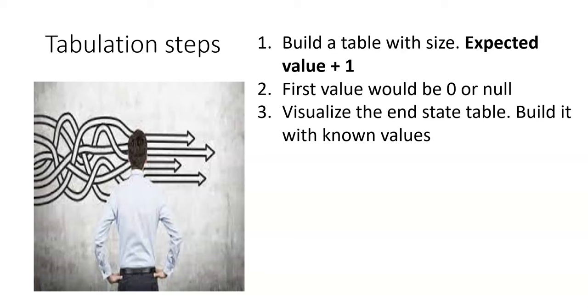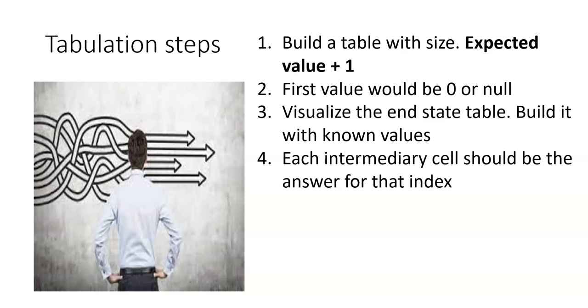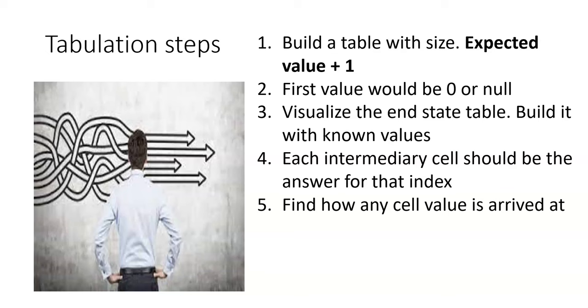When you do that exercise, you will automatically know how the algorithm works. So we did this for multiple programs. On paper and pen, we first calculated the intermediate value. When we did that end state table calculation, right, automatically we came to know how the algorithm works, and it was very easy to code that. So any cell, the value would be arrived from the previous cell values, right? So that's how it is. It's an incremental build. That's what visualization is all about, or tabulation is all about.